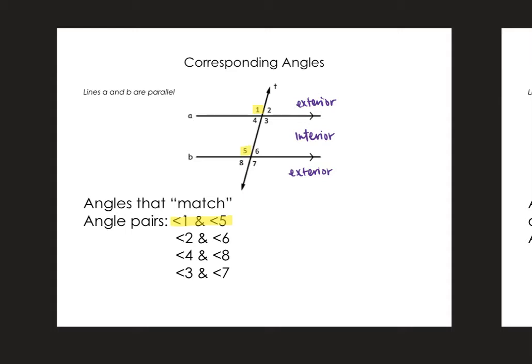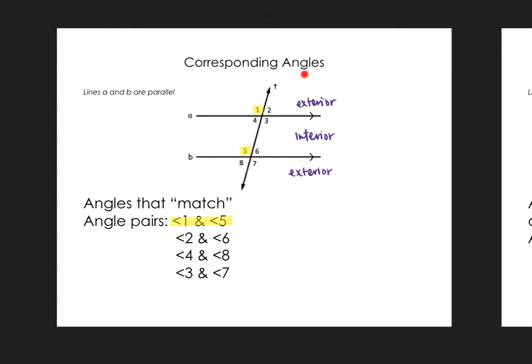In this lesson, we're talking about parallel lines cut by transversals and the angle pairs formed by parallel lines cut by transversals. So in this diagram, lines A and B are parallel, and we know that based off of the fact that there are arrow symbols. This line right here is called the transversal.